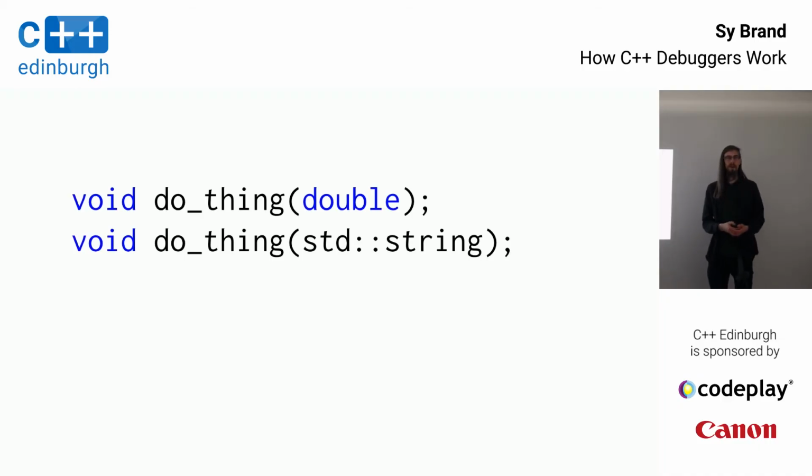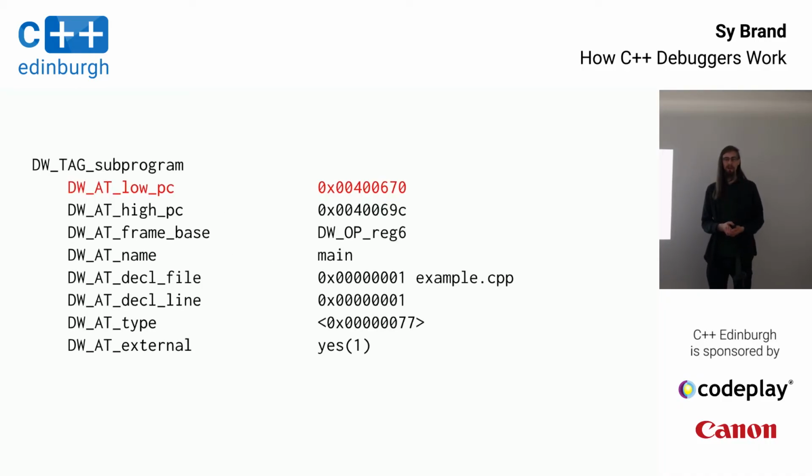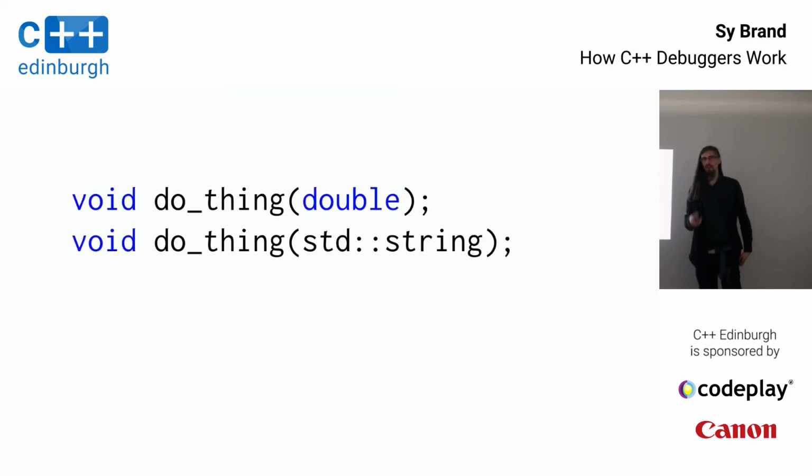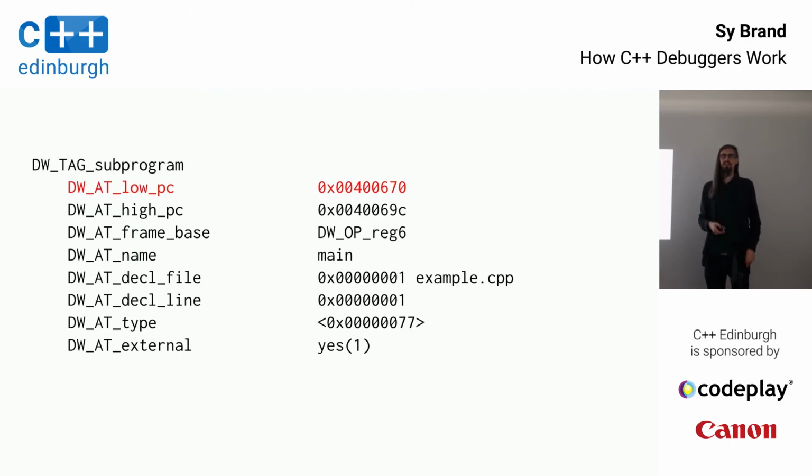Yes, Gordon. Just wondering, what's the low PC and high PC? If your code for your function is in a big block, the low PC is the lowest address of it, and the high PC is the end address. So it's essentially just the range that it's mapped at. Yes? Sorry if this is a bit familiar, what does PC mean in this context? Oh, program counter. Thank you.